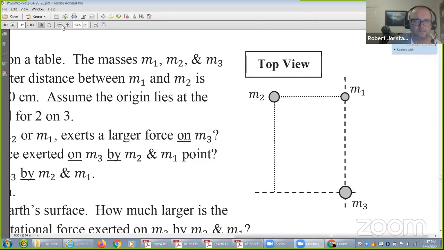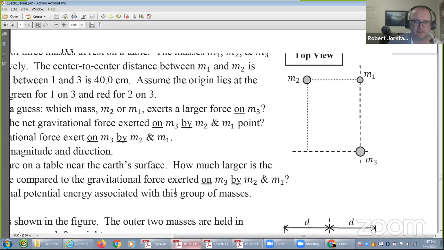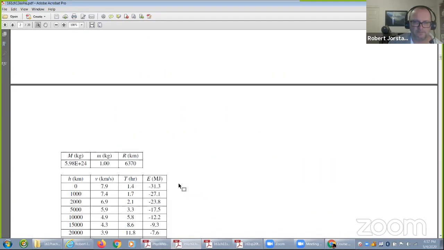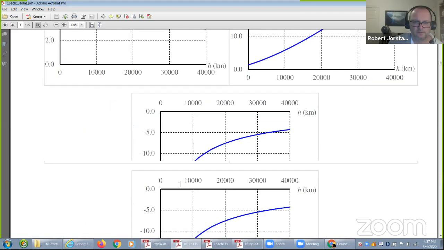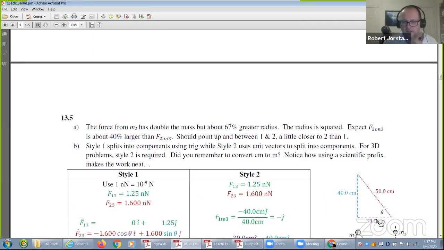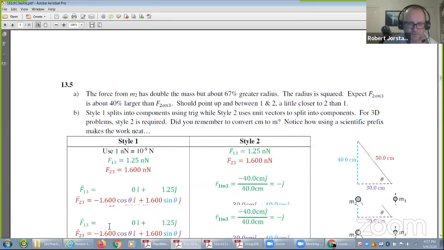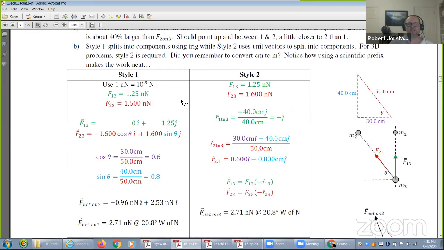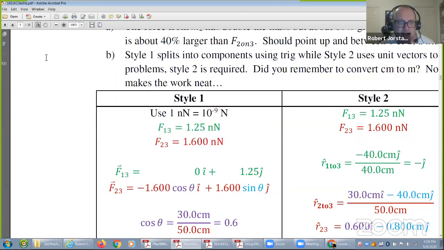Okay. And my apologies if I'm going too fast. So I think I did a detailed solution for that one. All right. So it looks like if we just look at the numbers for this one, we see that there's a couple different styles here, and I want to go into this. Let's take our time going through this solution. This is very dense. So notice style 1 is going to split things into components using SOHCAHTOA.